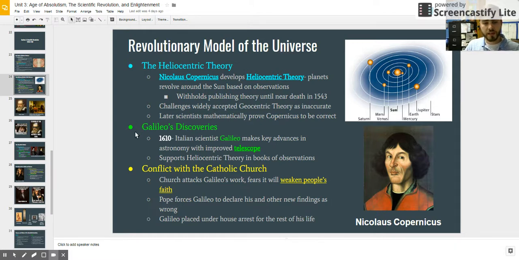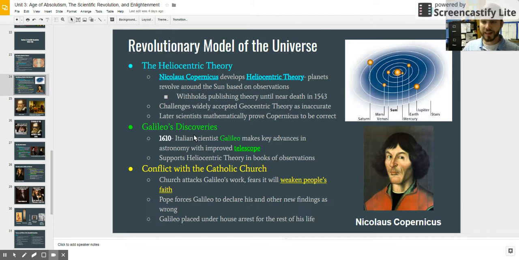It's really going to be made more public by a guy named Galileo. Galileo is going to use a new form of telescope, the improved telescope, in order to make a lot of different observations. He's going to learn a lot more about the universe, and especially our solar system, based off his new telescope. And he's going to basically further Copernicus' heliocentric theory and do a lot more to prove it correct.